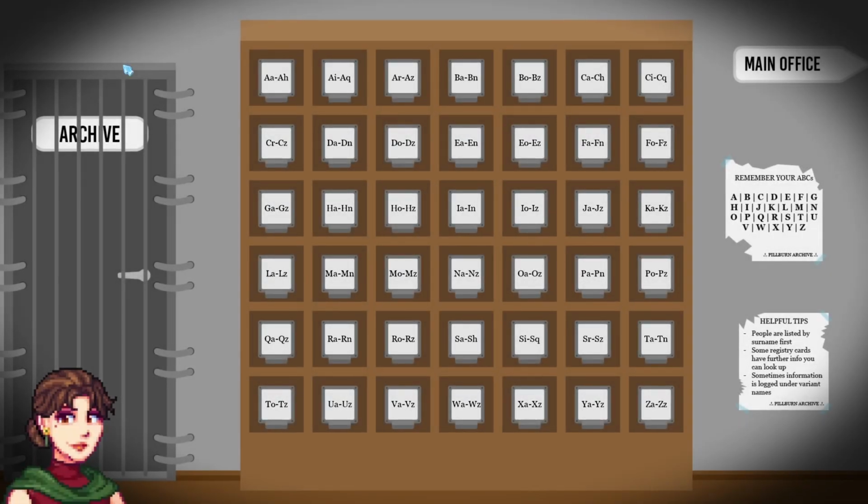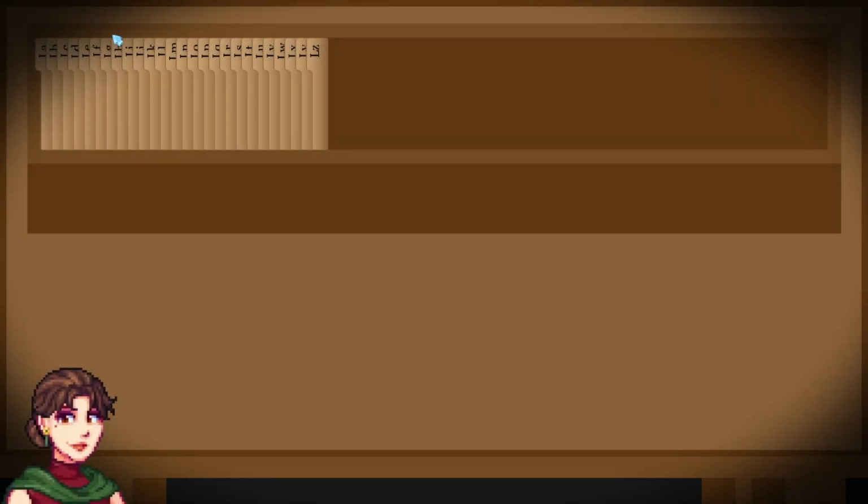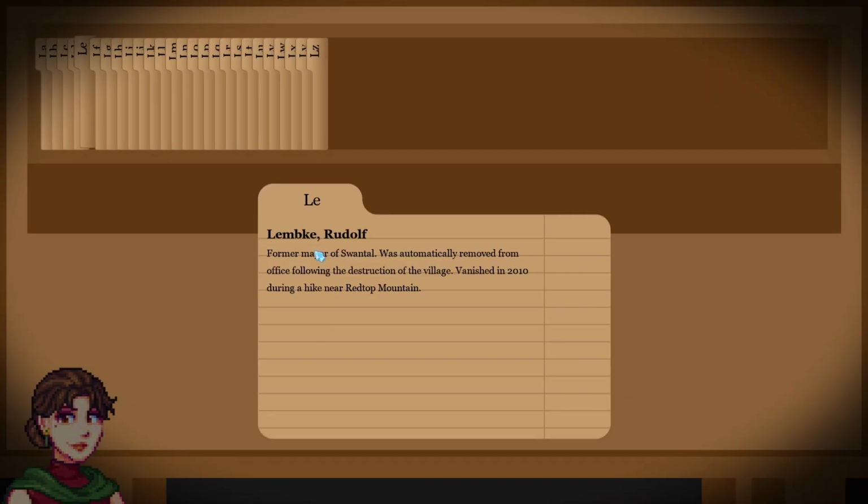Okay, but let's look up this mayor of them. Was it L.E.? Former mayor was automatically removed from office following the destruction. Vanished in 2010 during a hike near Red Top Mountain. Interesting. 7 years later, he went to go check. So, 2010 vanished.